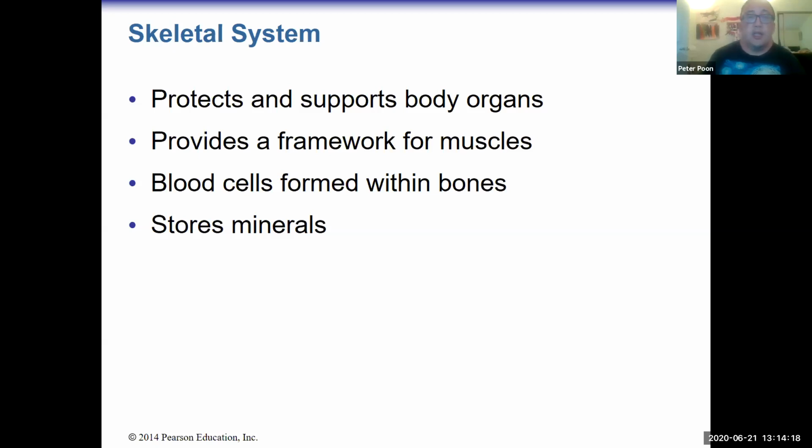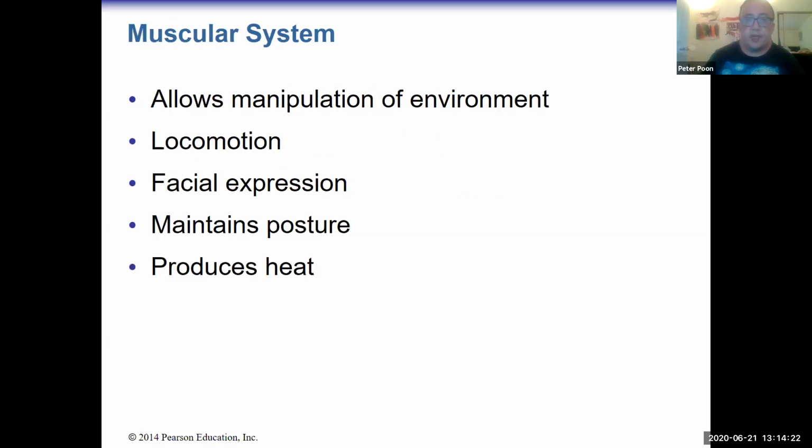Now, next thing. The muscular system. The muscular system allows for manipulation of the environment, so I can pick up my little cup. I can pick up my soda. I can walk around. I can make different facial expressions. I can maintain postures. For example, my back muscles are working, holding me up while I'm doing this.